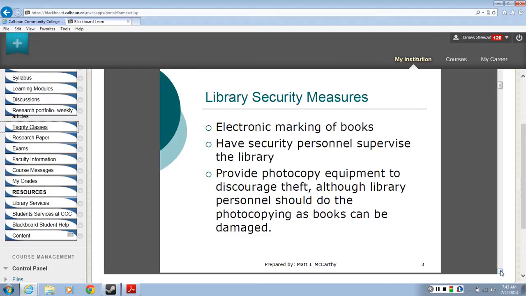So you do need security people to supervise the library. And there are certain things you can do, such as providing copy equipment so that people don't have the need or desire to steal the book. Basically, it keeps honest people honest. If somebody really wants to go in there and steal something, they'll probably figure out a way to do it anyway. But if you have good, tight security, it makes it even that much more difficult.